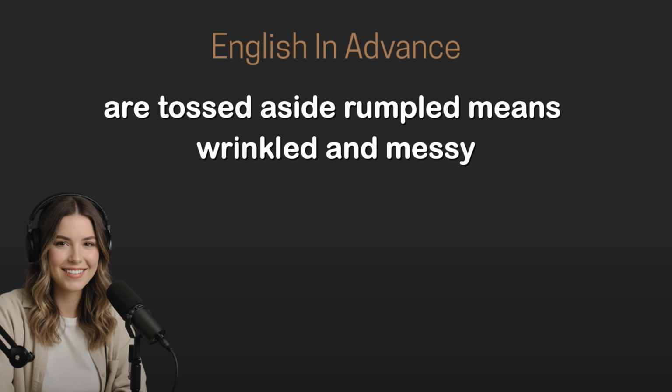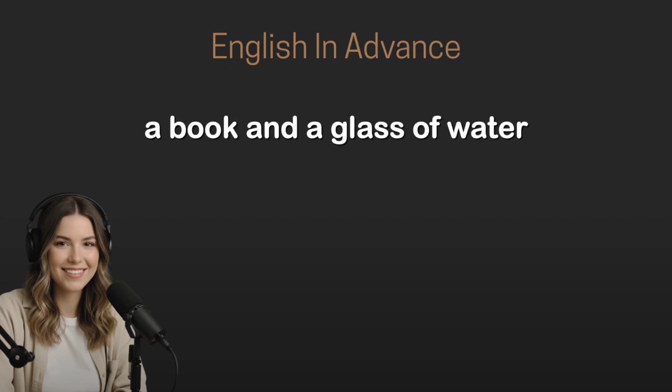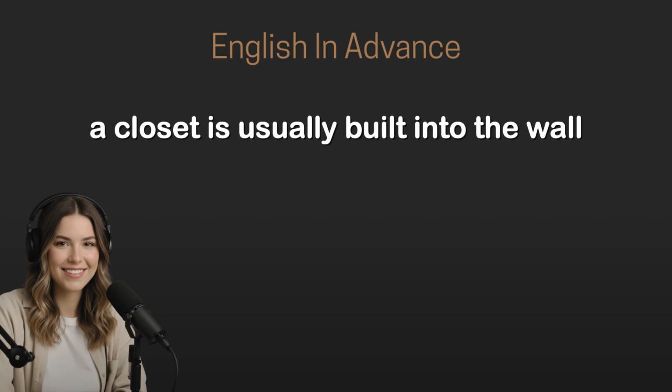Rumpled means wrinkled and messy. On the bedside table, there is a lamp, a book, and a glass of water. There might be a wardrobe or a closet for clothes. A wardrobe is a piece of furniture. A closet is usually built into the wall.